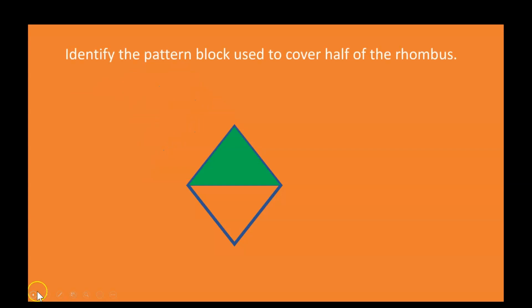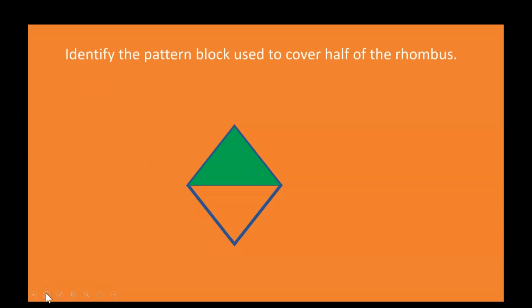Alright, whoops. I have a rhombus here, and I'm going to put a pattern block over the top of this here. I want you to identify the pattern block used to cover half of this rhombus. So you're looking at the green part here, this pattern block, and that shape is a triangle.